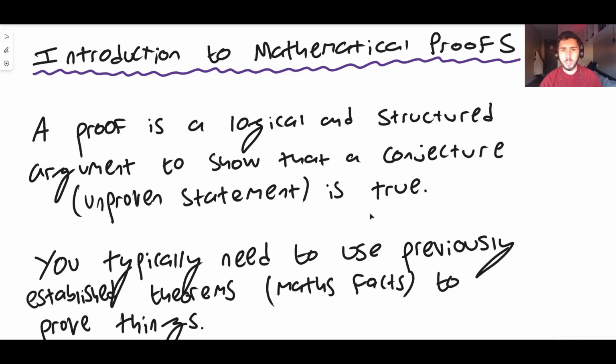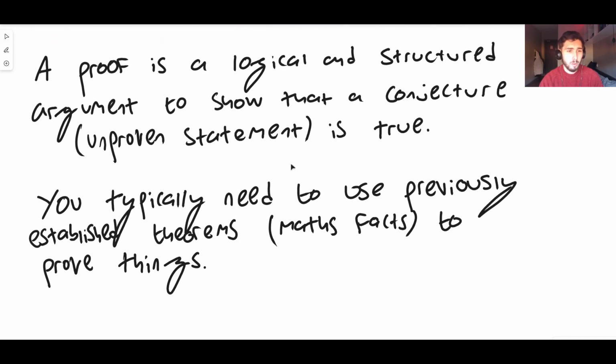So I've written some things down. This is just important things to know. Proof is basically just a logical and structured argument to show that an unproven statement, which we call a conjecture, is true. So if I said something, you would say, well, how do I know that's true? Can you prove it? That's the idea. And typically you need to use previously established theorems, which are basically just mathematical facts, to prove things.